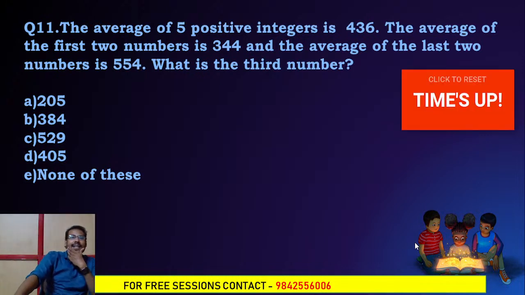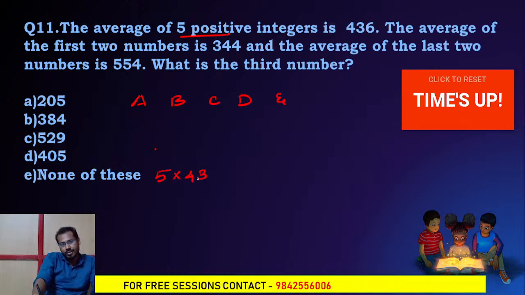Right, the average of 5 positive integers is 436. The average of the first two numbers is given and the last two numbers is given. This is a basic one. If we take five positive integers A, B, C, D, E, the average of these 5 numbers is 436, which means 5 into 436. Now they are going to split this into two parts.